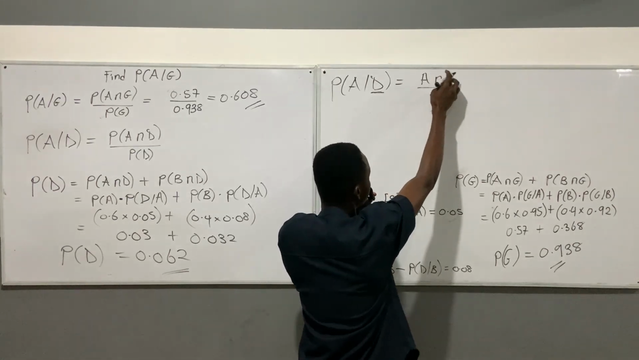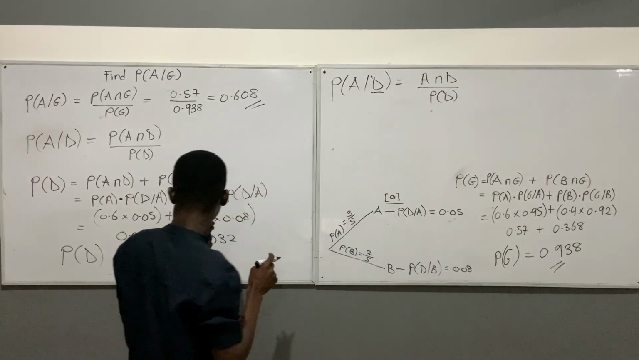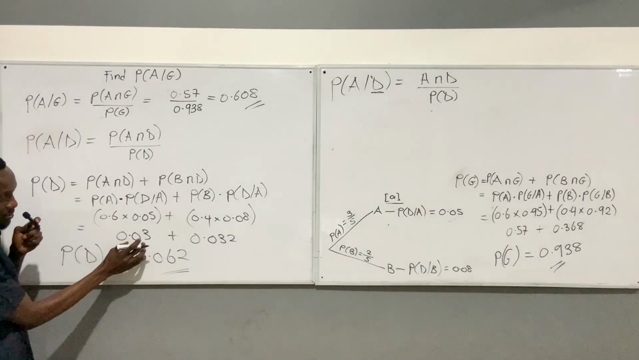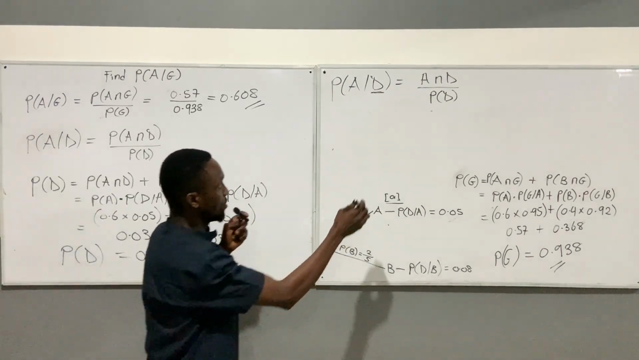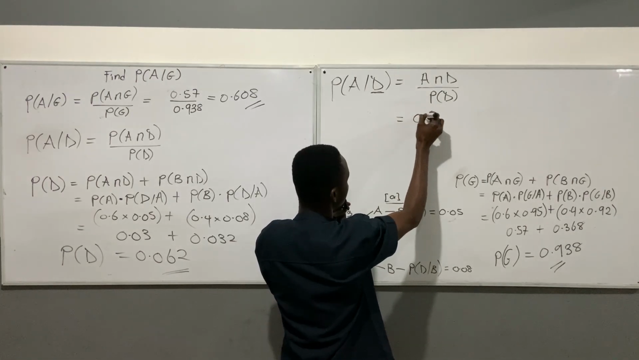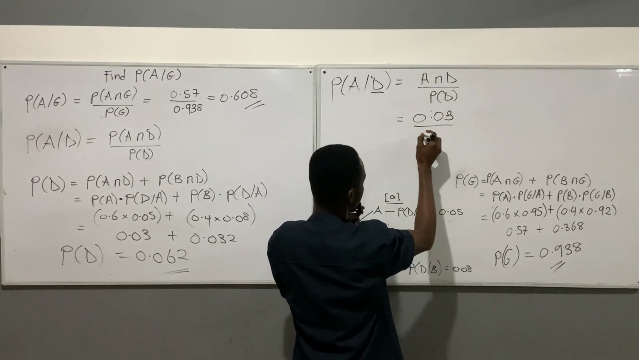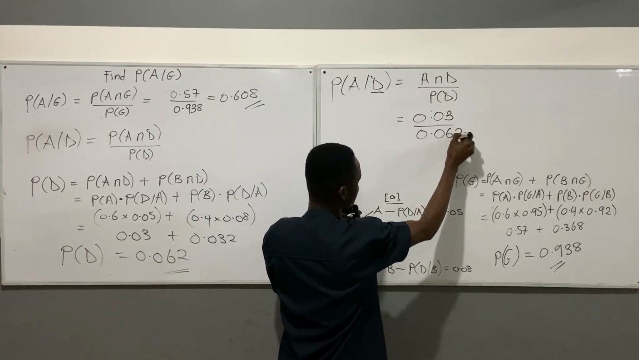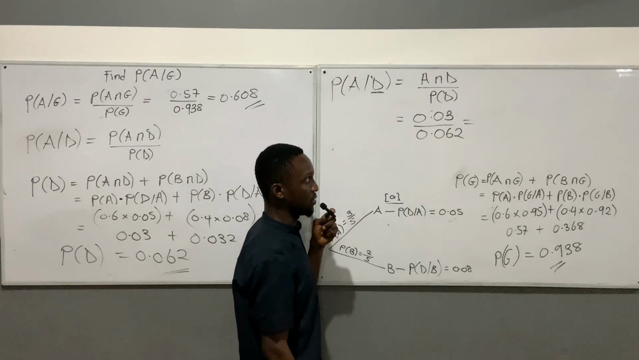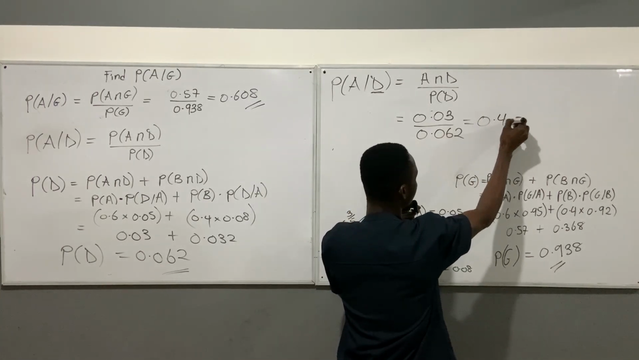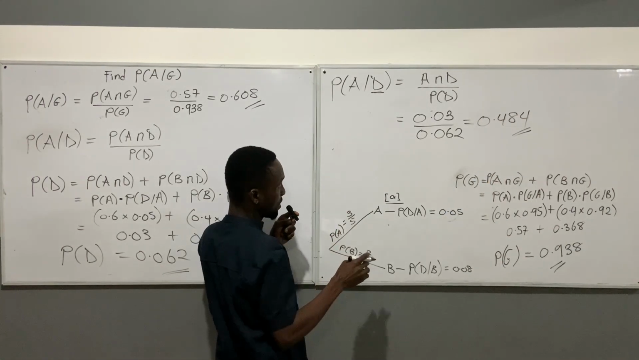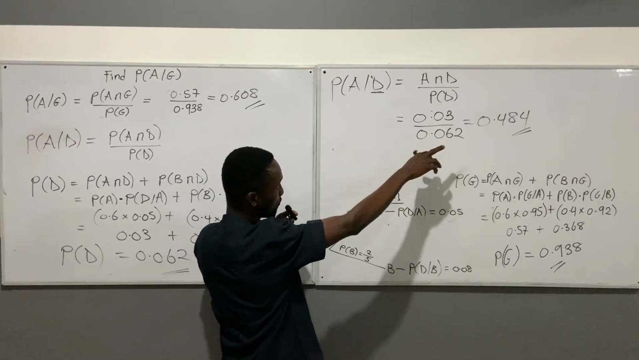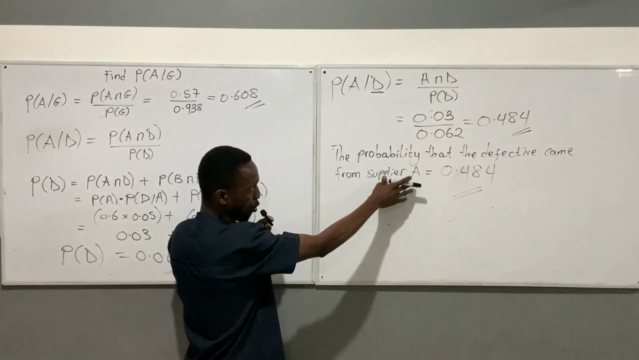Now we know A intersection D or D intersection A, which is here. We took the probability of this and its conditional probability, giving us 0.03. So this result is giving us 0.03 divided by D, which is 0.062. When you solve this, the result is 0.484. So we can say the probability that it came from supplier A is 0.484. So that is all for this one.